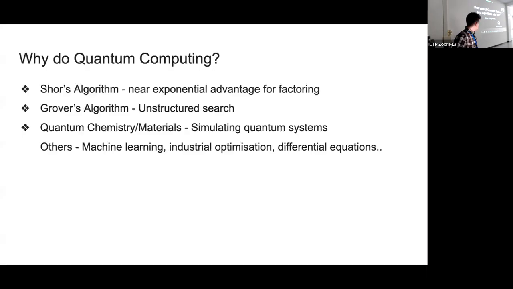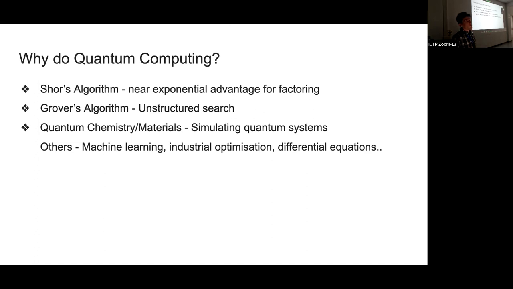Just as a brief recap, it's worth thinking about why we're interested in quantum computing in the first place. In short, there are specific problems where we can argue that quantum computing offers a computational advantage over standard classical computing. There are several well-known examples. The first is Shor's algorithm, which provides a near exponential speedup for factoring, and this is relevant to RSA cryptography.